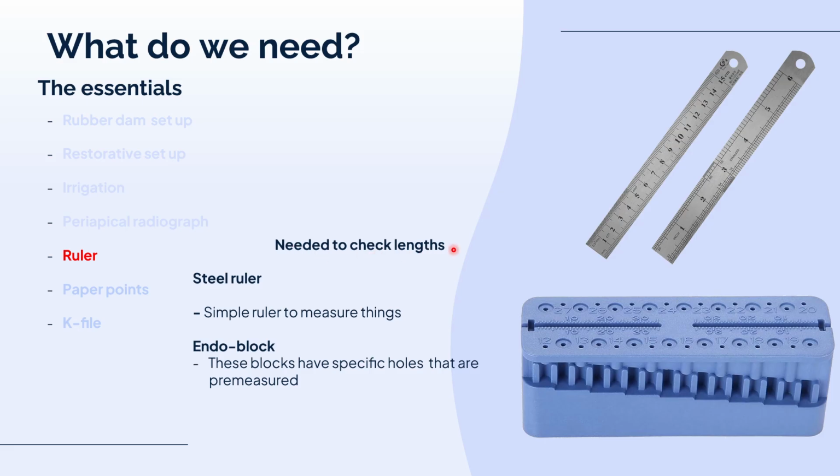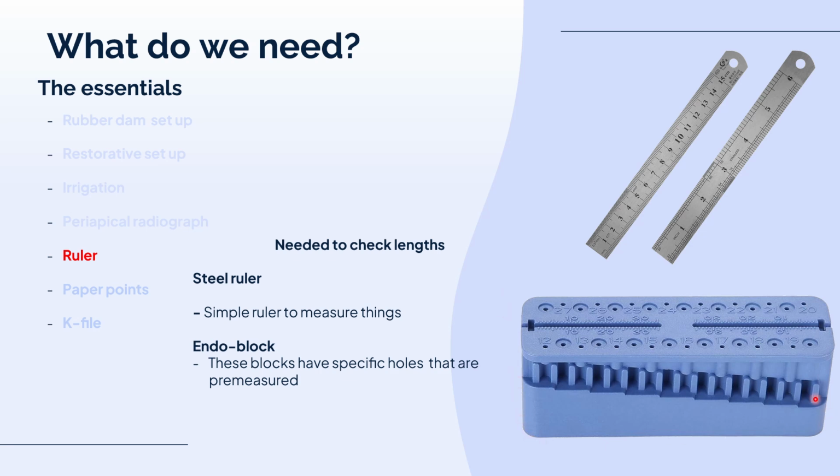Okay, so between appointments, we need to make sure we can repeat what we did in the last appointment. So I need to know exactly how long it is. The canal is from the top of the tooth to the tip. So we use a ruler with very fine 0.5 millimeter measurements to do that. So there's two ways to measure. There's just your stainless steel rulers, or you can get an endo block.